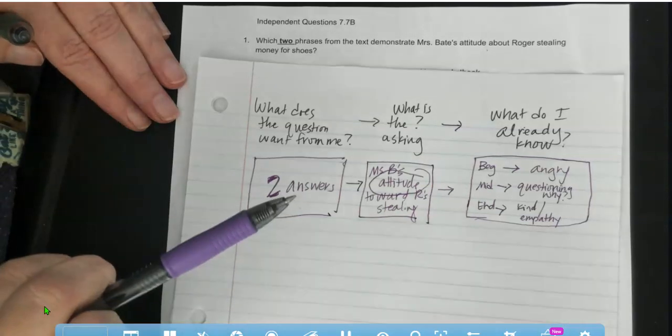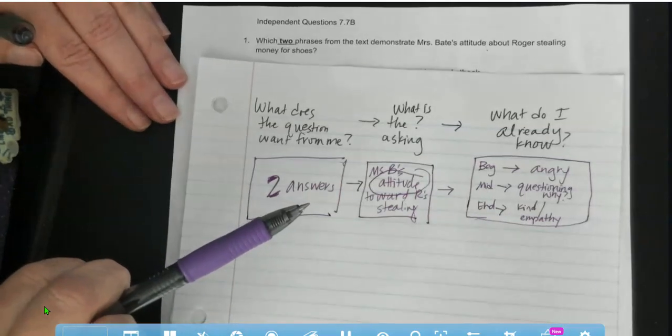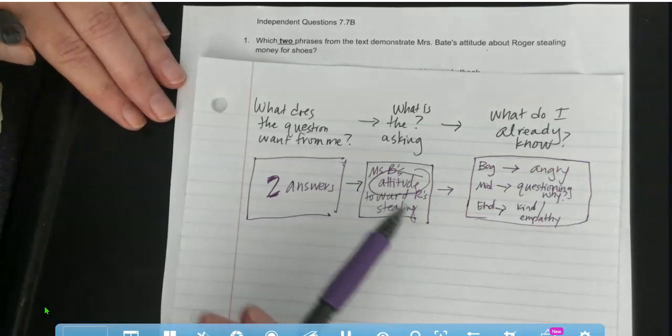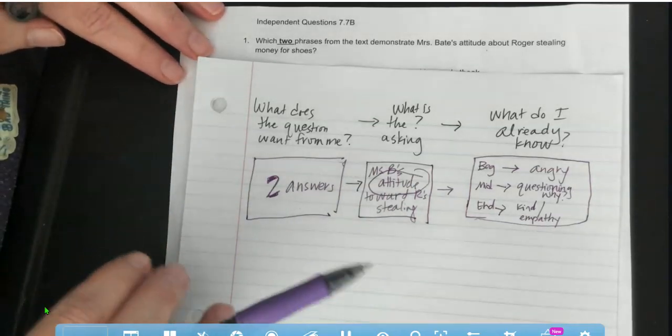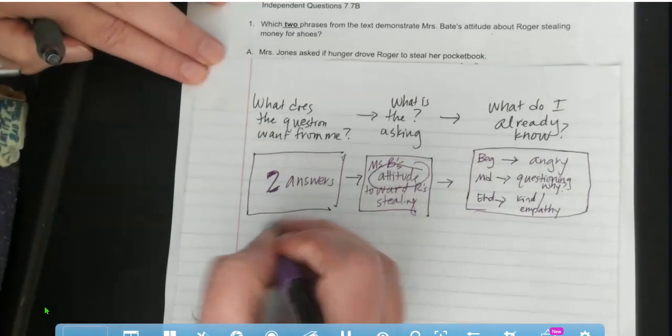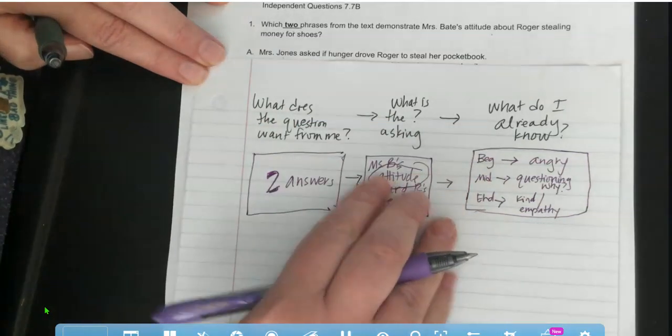I haven't even looked at my multiple choice answers yet, but I already feel like I've kind of answered this question pretty well. But I have to go find my 2 multiple choice answers. So now I'm going to look at each answer choice. This is where I've done the majority of my thinking and my work.